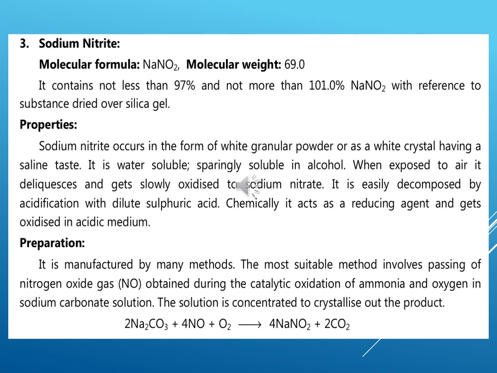Preparation: it is manufactured by many methods. The most suitable method involves passing nitrogen oxide gas, obtained during the catalytic oxidation of ammonia, and oxygen into sodium carbonate solution. The solution is concentrated to crystallize out the product. So here is the reaction: nitrogen oxide gas, oxygen plus Na2CO3, that is sodium carbonate, we will get sodium nitrite plus CO2.